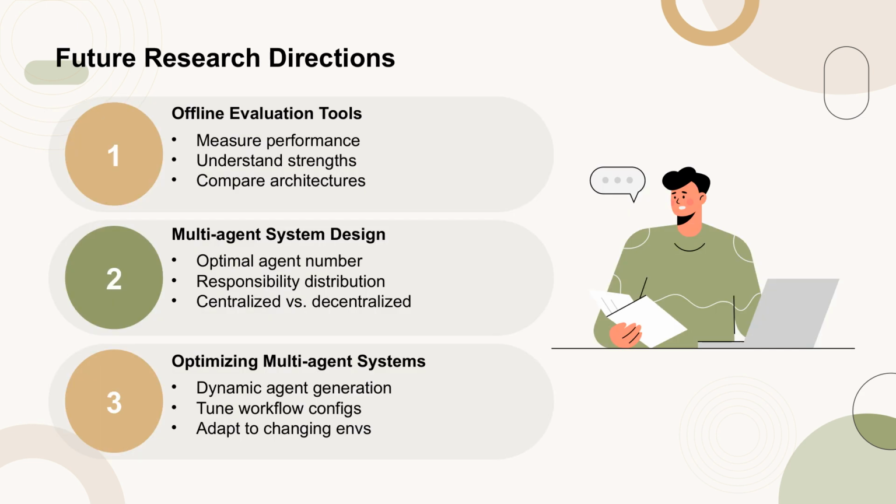The paper identifies 3 key future research directions. First, the development of offline evaluation tools to measure agent performance, understand their strengths and limitations, and compare different architectures. Second, understanding and quantifying the impact of multi-agent system design decisions, such as determining the optimal number and composition of agents, and the best way to distribute responsibilities. Third, optimizing multi-agent systems by dynamically generating agents based on task requirements, tuning workflow configurations for optimal performance, and adapting to changing environments and user preferences.